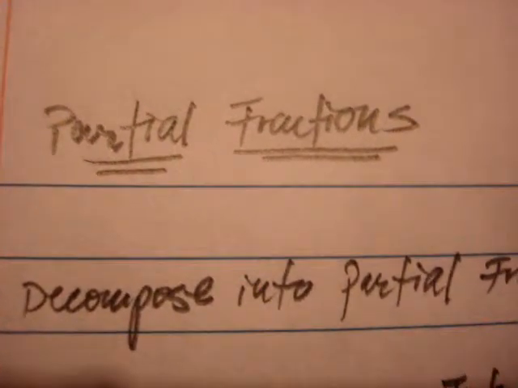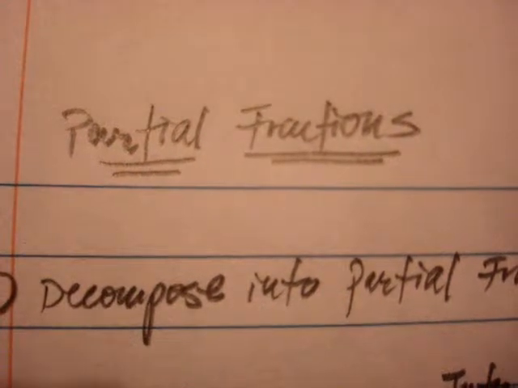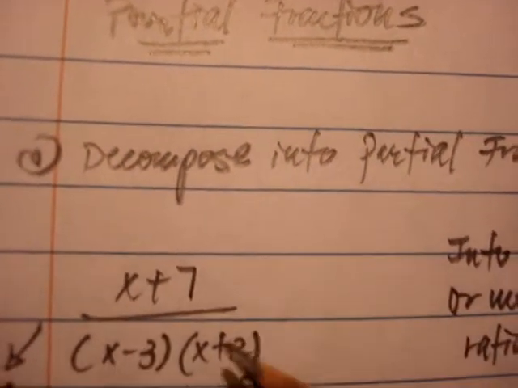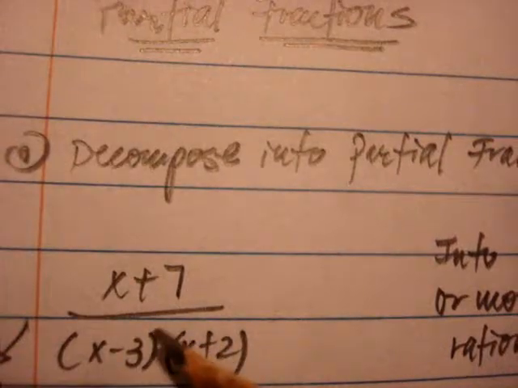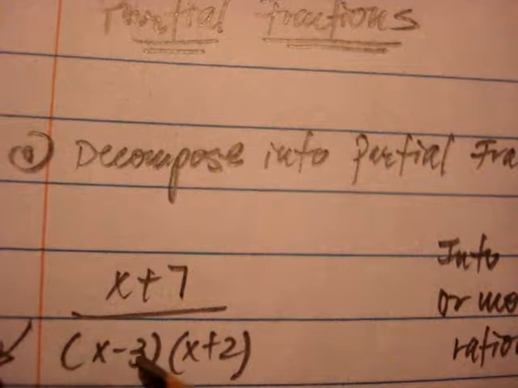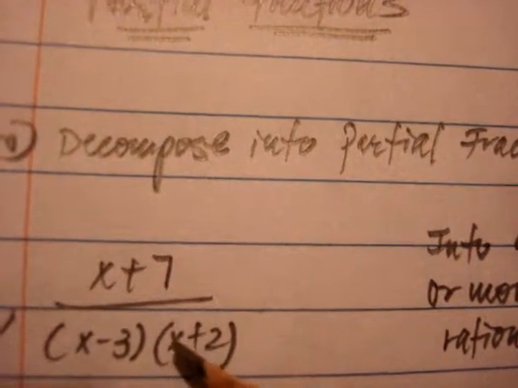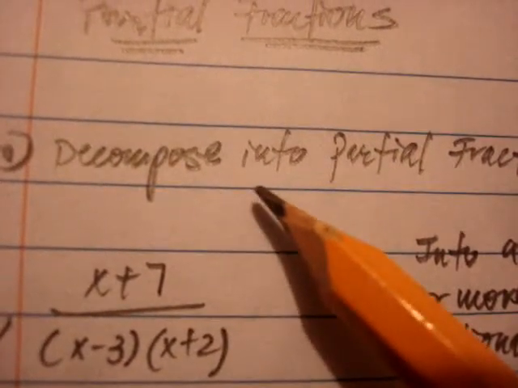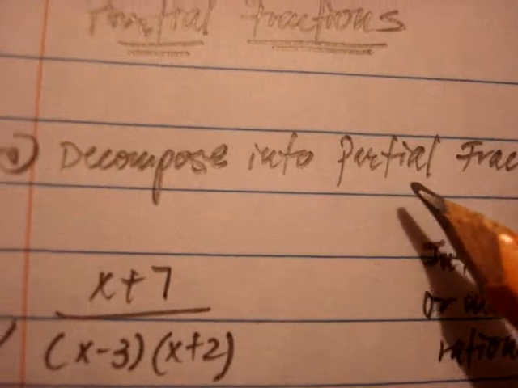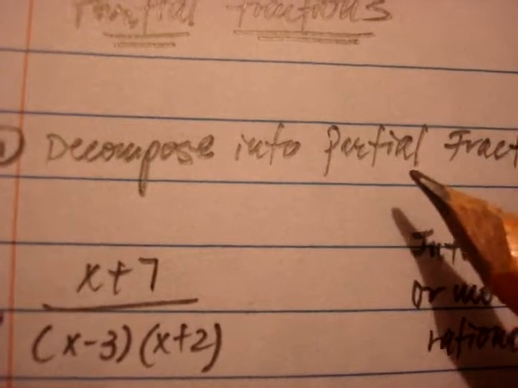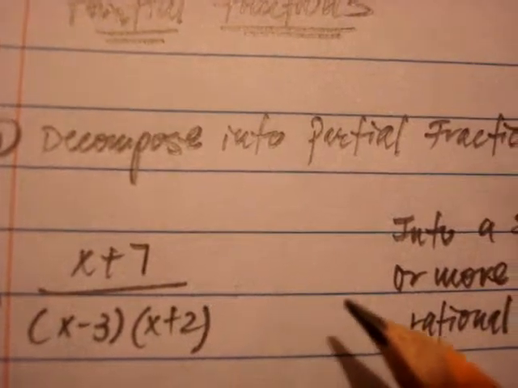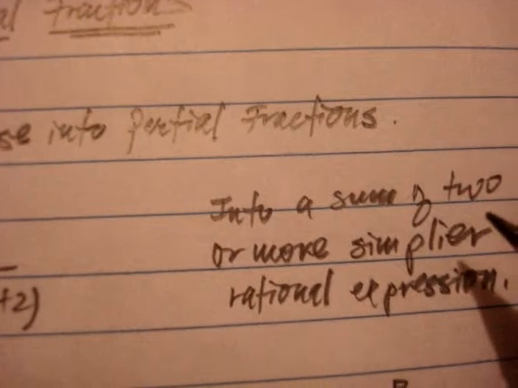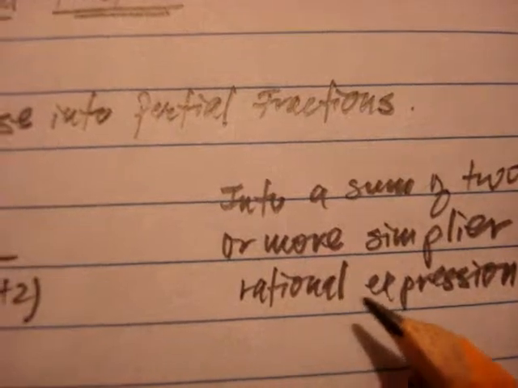Partial fractions. Decompose into partial fractions. Let's say we're given (x plus 7) divided by (x minus 3)(x plus 2), and they want us to decompose it into partial fractions. What does that mean? It means to make it into a sum of two or more simpler rational expressions.